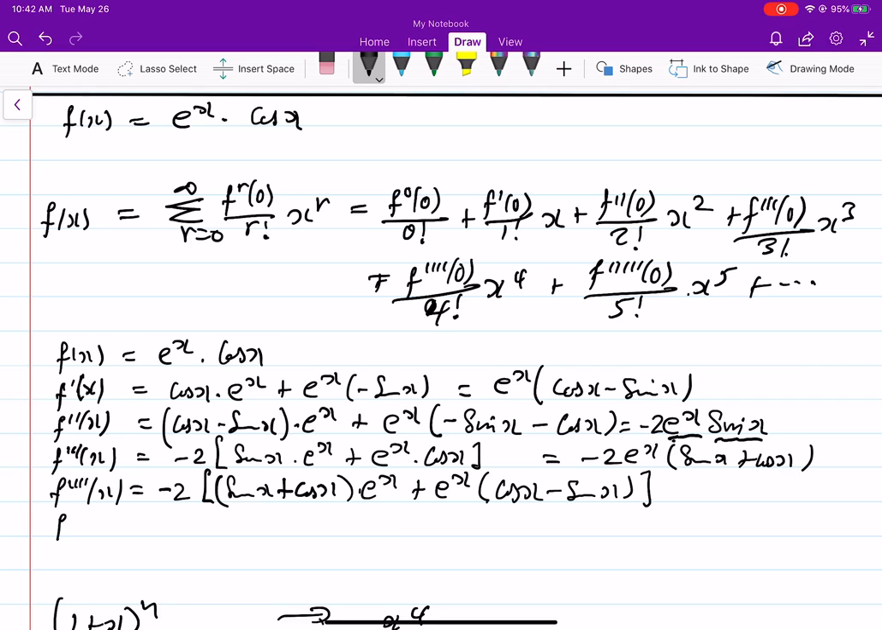All right, let's tidy it up a little bit more. 4 primes. Now factor out, the e to the x comes out. So this is minus 2 e to the x. What's left inside my brackets? Sin x and then minus sin x will cancel out. Cos x plus cos x is 2 cos x. So what do I end up with here? Minus 4 e to the x times cos x. It's not so bad.